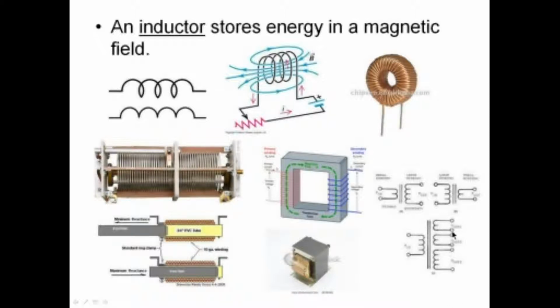Here is a transformer with multiple windings. I have the primary, and then I have several secondaries. So here I would have a lower voltage than the primary, lower voltage than the primary, and then close to, equal to, or larger than the voltage in the primary, depending on the number of turns. So those are some examples of inductors.